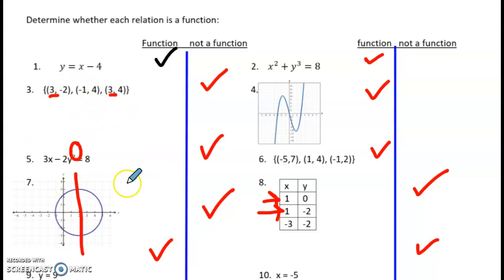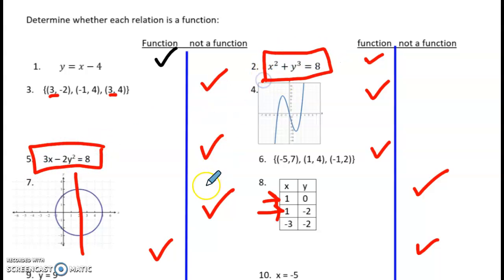Okay, so again, I think you're fine with graphs and tables and ordered pairs. You're used to looking for that repeated x. What's going to be a little bit different are equations that you're not used to. What I'm telling you is to look at the y variable and look at the exponent on y. If that exponent is even, you're not looking at a function. It doesn't matter about x. It's the y that cannot be even. If it's to the third or to the fifth, that was fine. When it was squared, that's not fine.